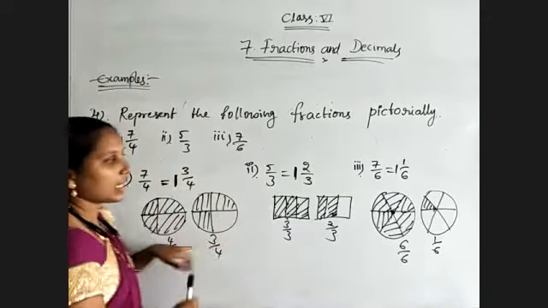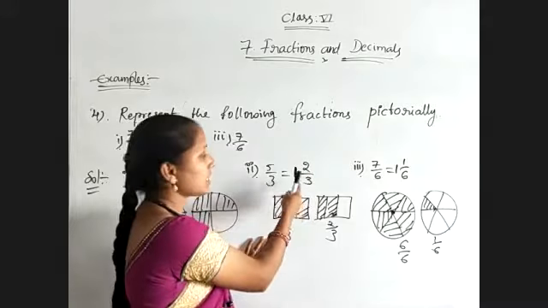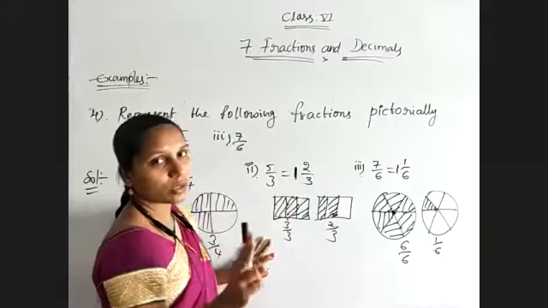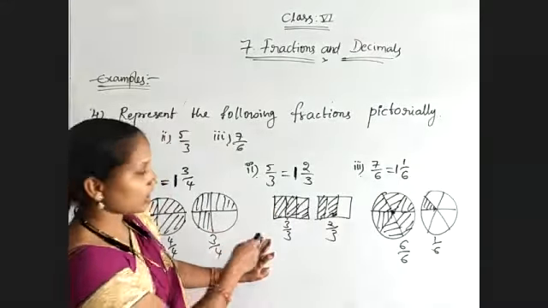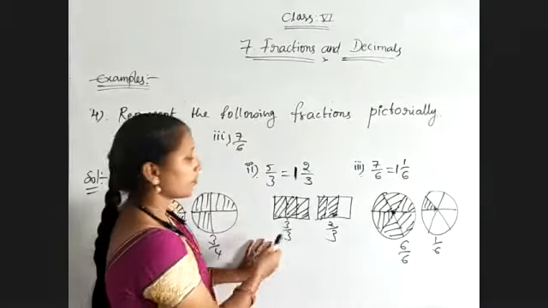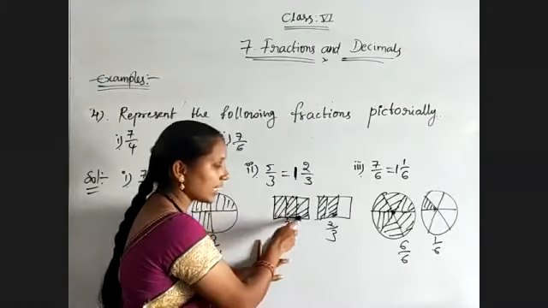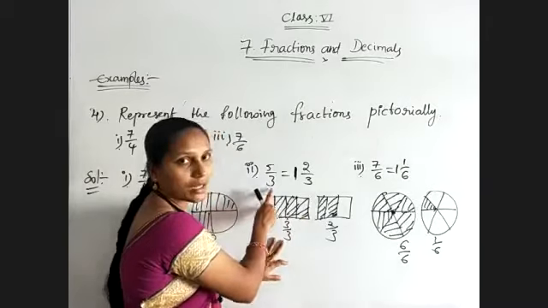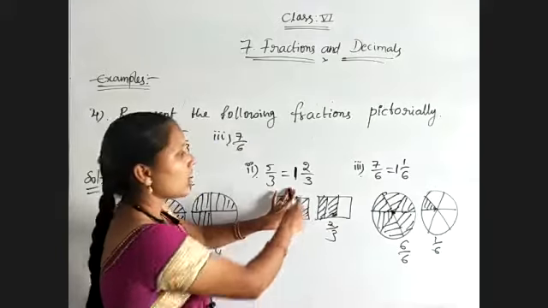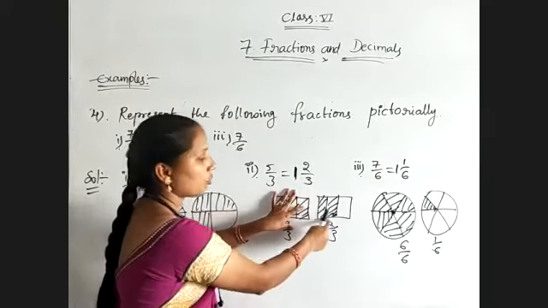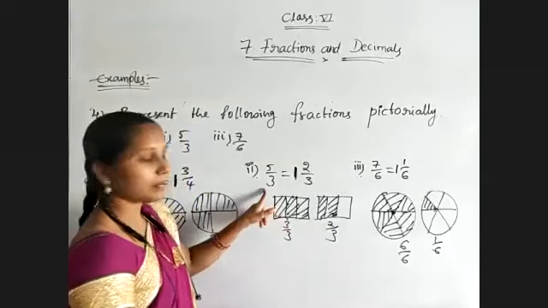Same here also. 5 by 3 as a mixed fraction is 1 2 by 3, means it also needs 2 wholes. And because the denominator is 3, we can use a circle also, but I am using a rectangle here. So one rectangle is completely used. It is divided into 3 equal parts. Denominator is 3, so divided into 3 equal parts, one whole completely used. Out of the second whole, only 2 parts are selected. So 2 by 3. Totally 3 plus 2, 5 by 3.